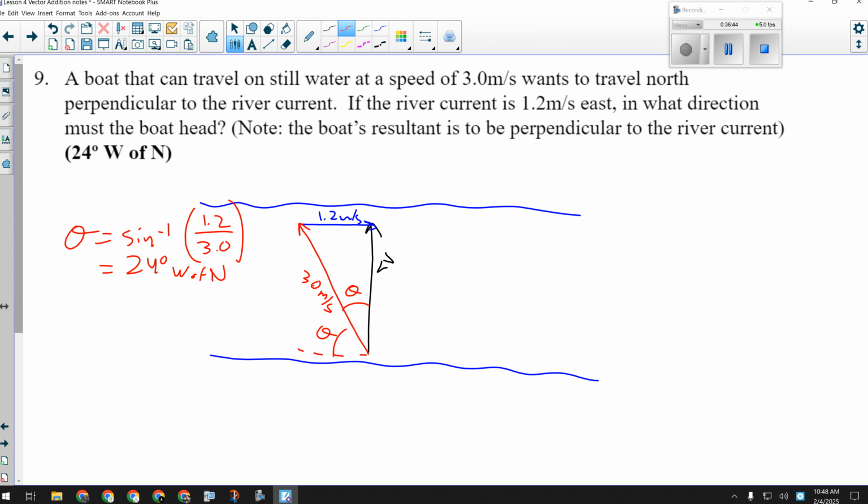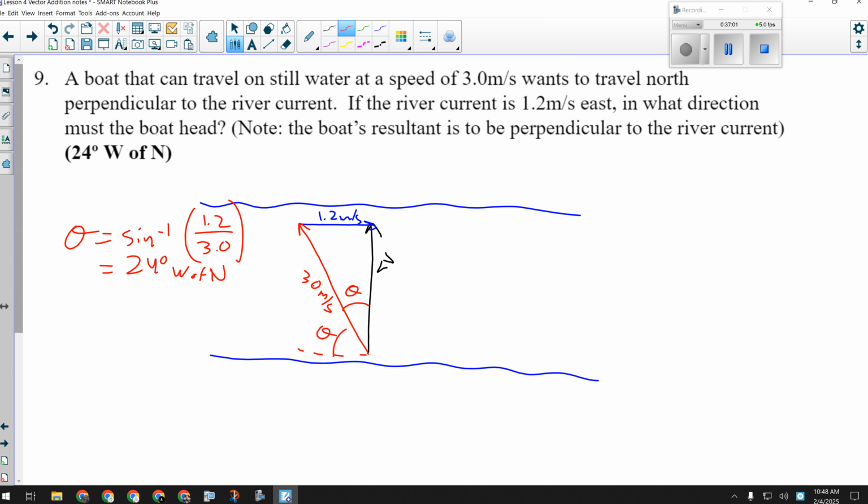Okay, everybody all right with that? That would be a fairly simple going across question because it only asked you for one thing. There was no follow-up, like how long does it take to get across this river if it's 50 meters long.